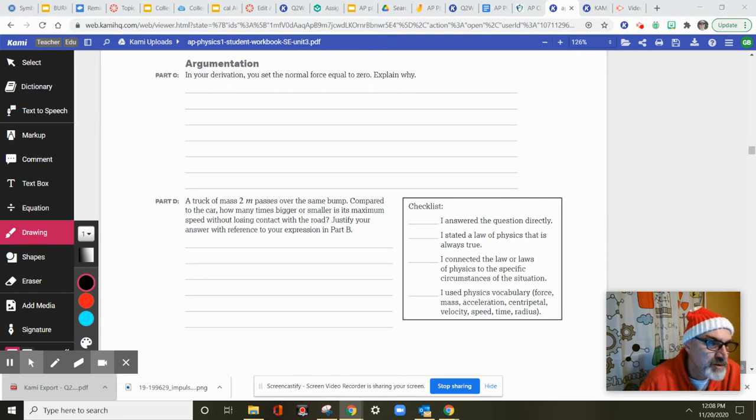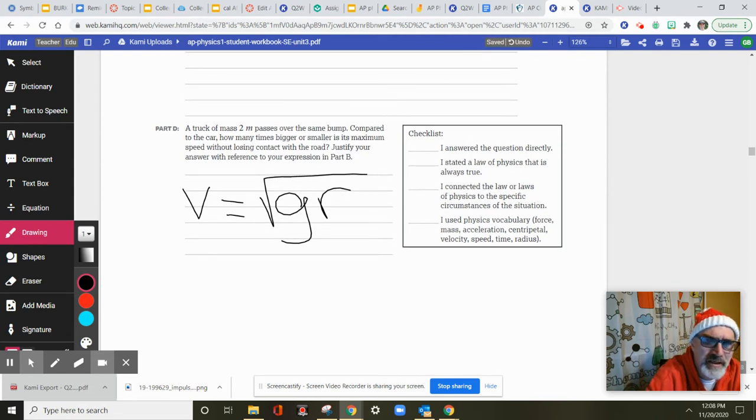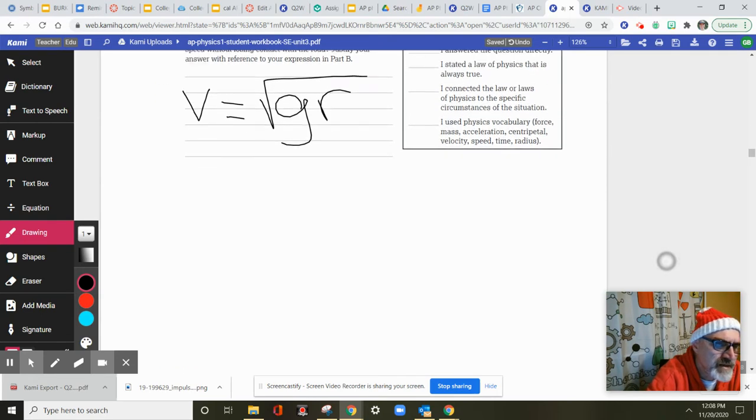A truck of mass 2m passes over the same bump. Compared to the car, how many times bigger or smaller is its maximum speed? Well, the mass canceled, right? Remember? So it doesn't matter what the mass of the thing is. The maximum speed for things going in a circle has been this on two different pages. There's no m in there. It just depends on the radius of the curve. When you're going in a circle, the maximum speed, without losing contact, is related to the radius and the planet.